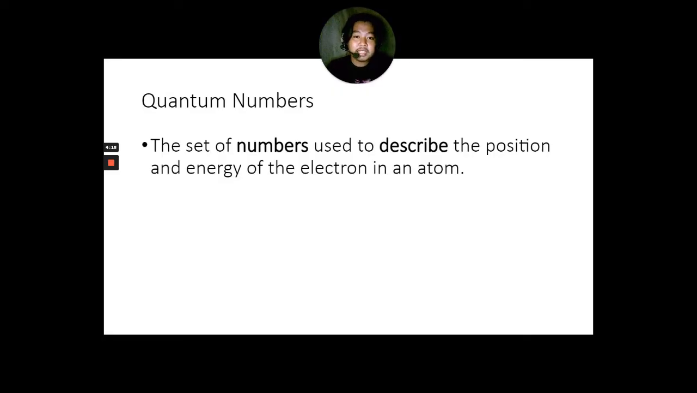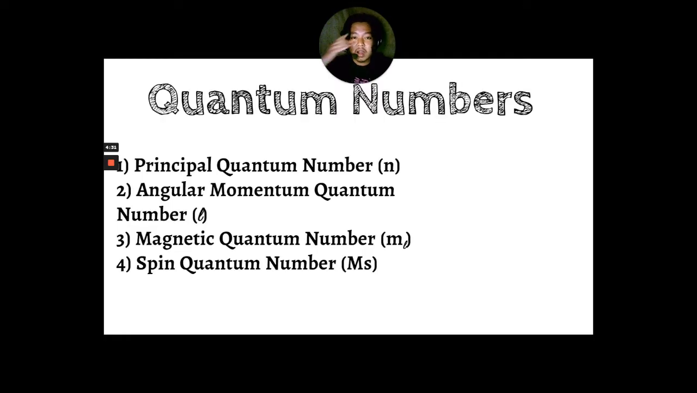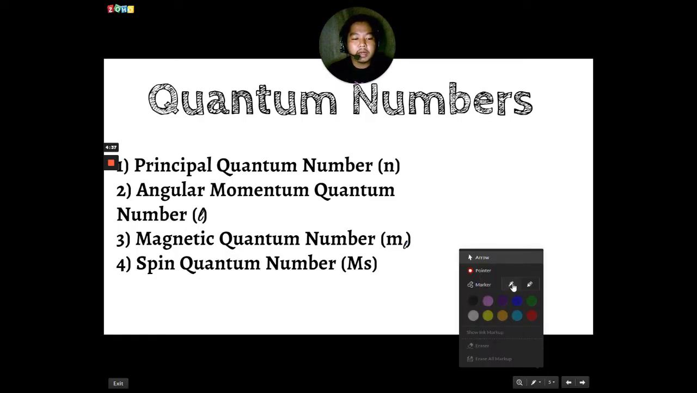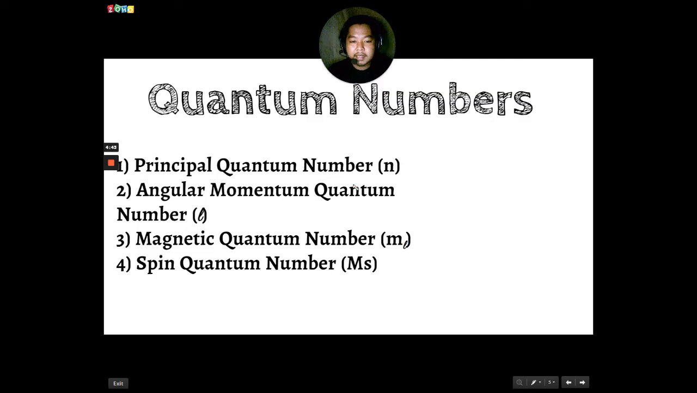Well, anyways, now let's focus on the quantum numbers. The quantum numbers, as I was saying, give us a possible location of where the electron is. Now, we have 4: principal quantum number, angular momentum quantum number, magnetic quantum number, and spin quantum number, all with their symbols, n, cursive l, m sub cursive l, and m sub s.